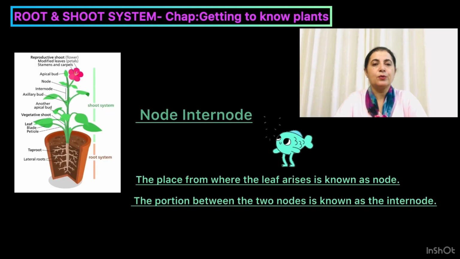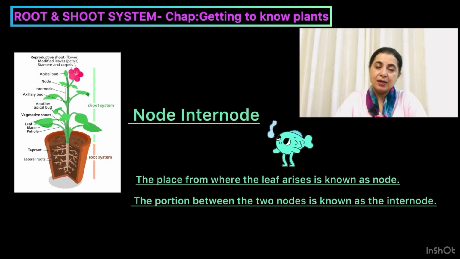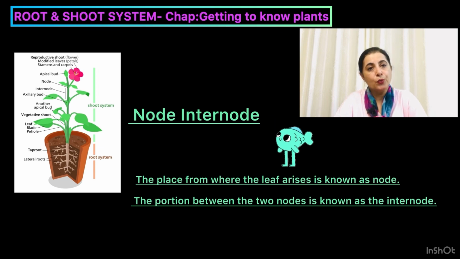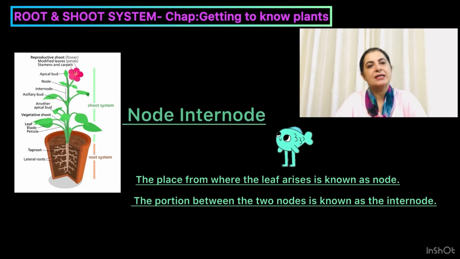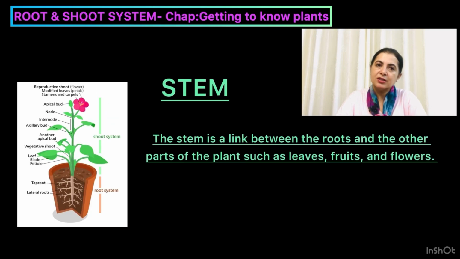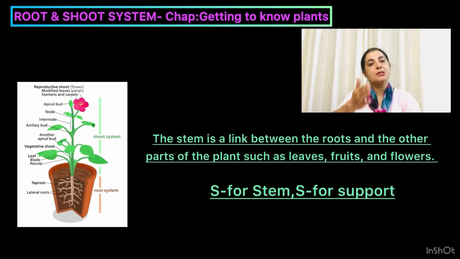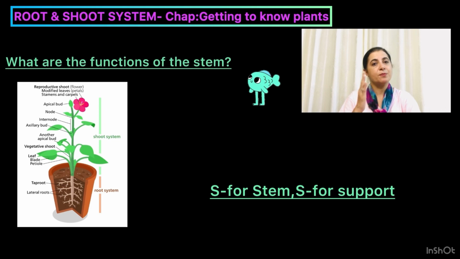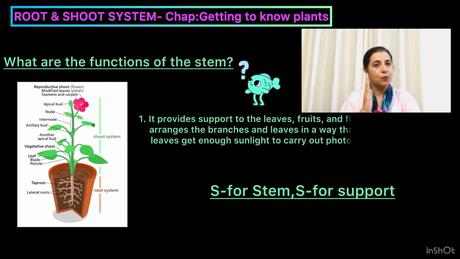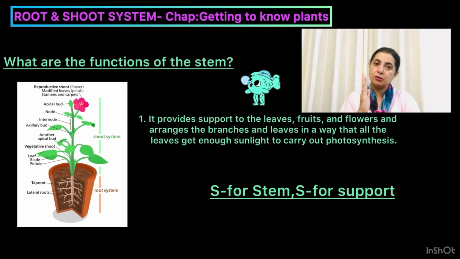So now that we know the structure of the stem, also remember that there are small structures which are known as the nodes from where these leaves and the branches grow, and the distance between the two nodes is known as the internodes. What are the functions of the stem? Now, the stem is a part of the plant which is growing straight. S for stem, S for support. So, stem is supporting the plant. It is helping the plant to stand absolutely erect.